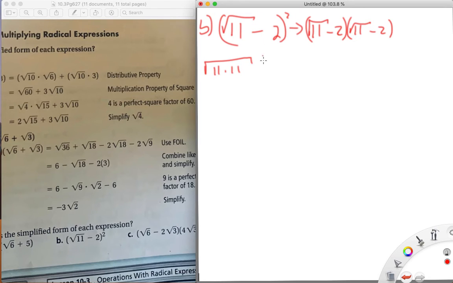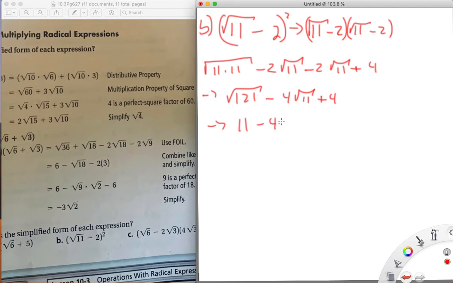Square root of 11 times negative 2. So minus 2 root 11. And then negative 2 times square root of 11, minus 2 square root of 11. And then negative 2 times negative 2 is plus 4. So then that gives me square root of 121 minus 4 root 11 plus 4. And then that gives me 11 minus 4 root 11 plus 4. I can combine like terms. So 15 minus 4 root 11.